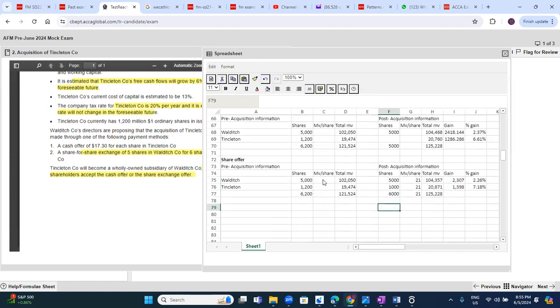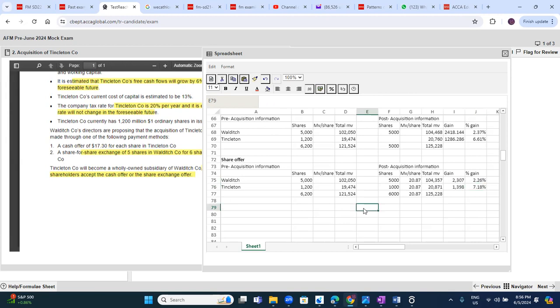Number 1 step, always write the pre-acquisition information. Number 2 step, write the post-acquisition information and the combined market value from the above calculation. Number of shares of acquirer will always remain same. Then put the information. How many shares are you offering? We are offering 5 new shares for 6 shares against 1,200. So we are offering 1,000 shares. Total shares are 6,000. Combined market value is 125 billion. Combined shares are 6,000. What is the market value per share? Approximately 20.87. So if combined market value per share is 20.87, that is the market value for both 10 and W company. Calculate their post-acquisition value and calculate the gain loss.